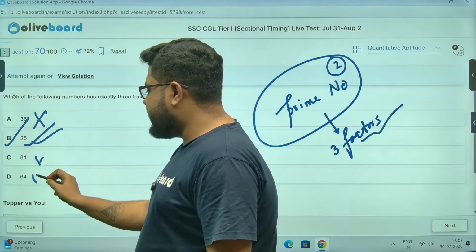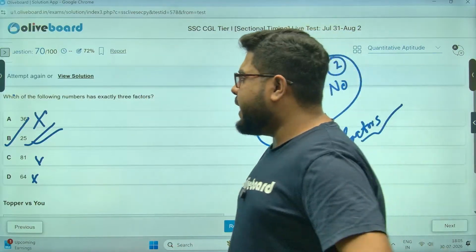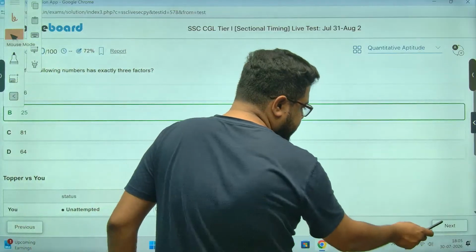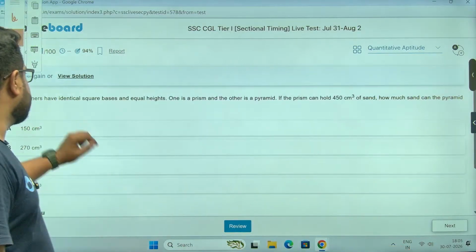9 is not a prime number, 8 is not a prime number. So again, option B is the only possible correct answer.